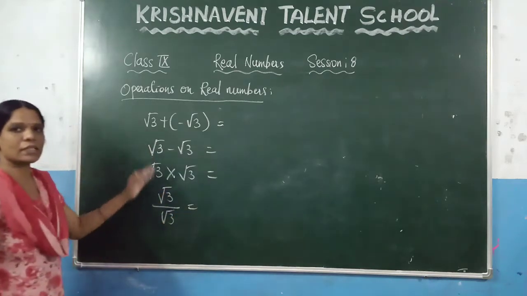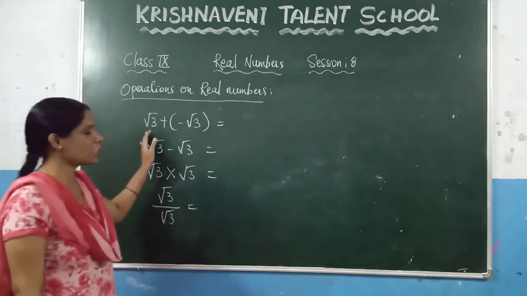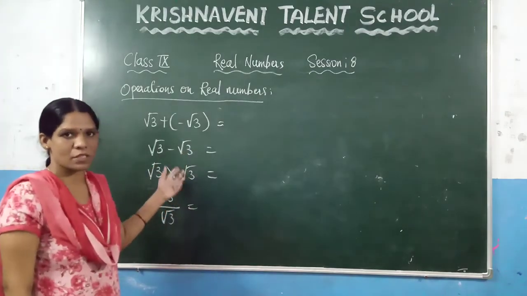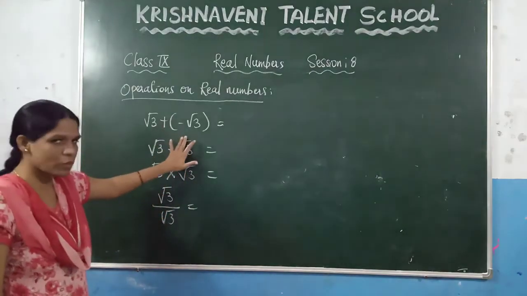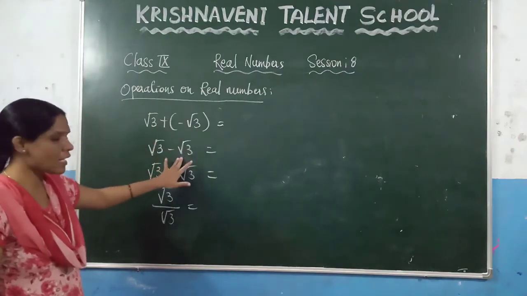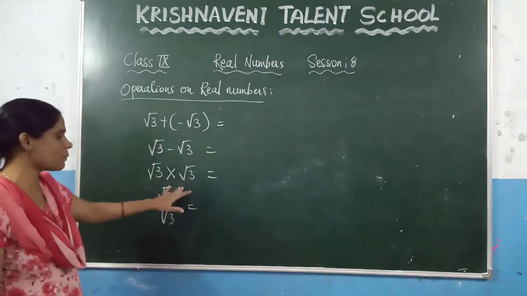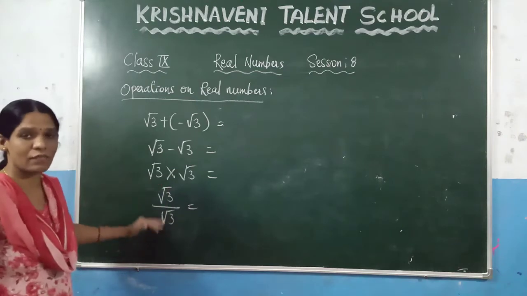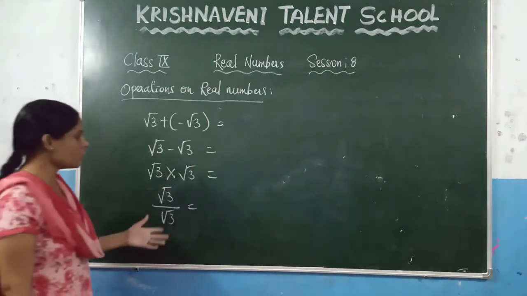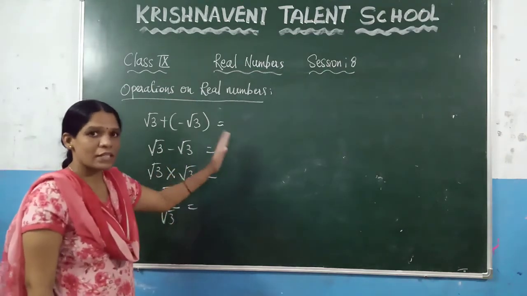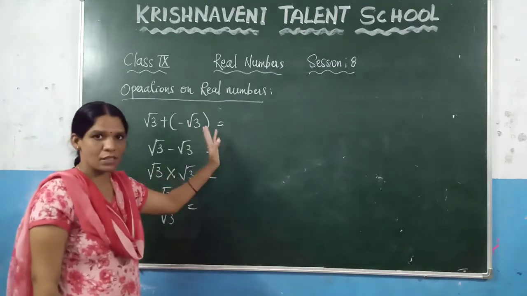Here, what are the numbers we considered? You can observe that all these are irrational numbers. So here, we are adding two irrational numbers, subtracting two irrational numbers, multiplying two irrational numbers, and dividing two irrational numbers. Now, we need to check whether we are getting the answer as irrational or rational.